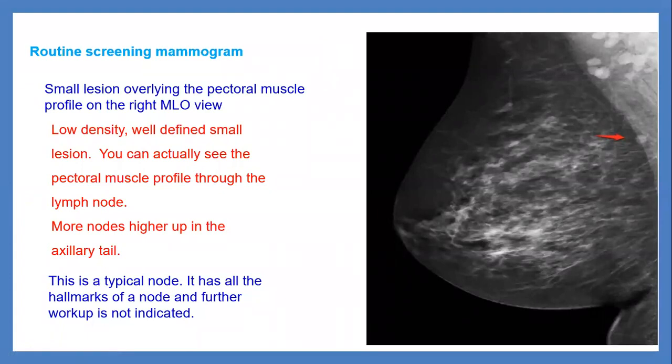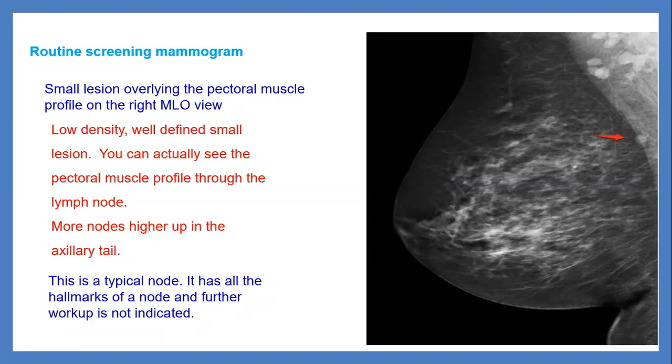But I could notice a halo of fat around this lymph node, which is well defined and well separable from the muscle. So most probably it is a lymph node like the axillary ones. Excellent, well done. A small lesion overlying the pectoralis muscle, low density, well defined. You can actually see the pectoralis muscle profile through the lymph node.